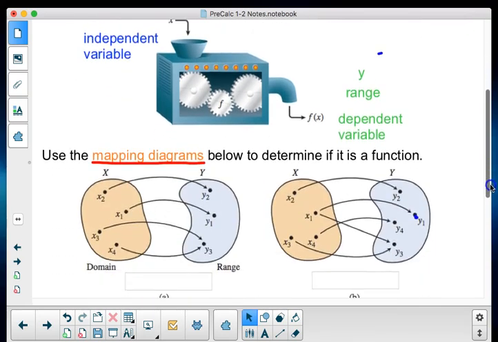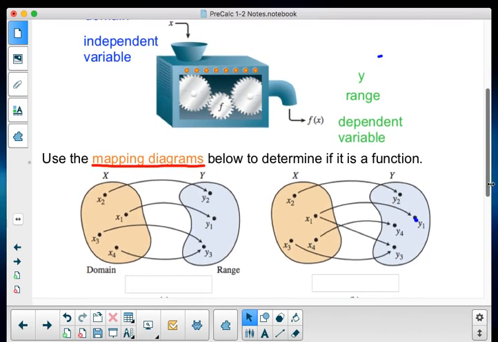But using mapping diagrams below, determine if it is a function. Remember I said it's one-to-one. For every input, there's one output. So if I put in x sub 3 and I get y sub 3, and I put in x sub 4 and I get y sub 3, that's okay. Every time I put in x sub 3 and x sub 4, I get out just one value. So this is going to be a function.